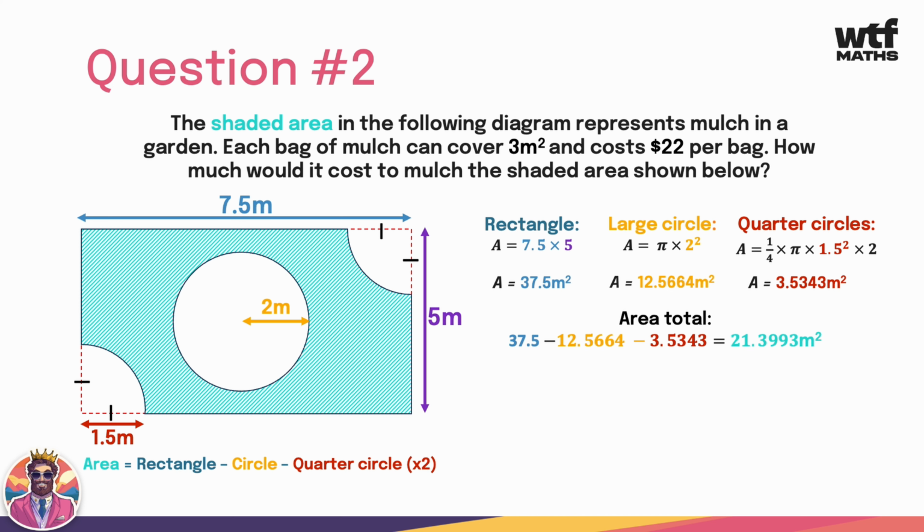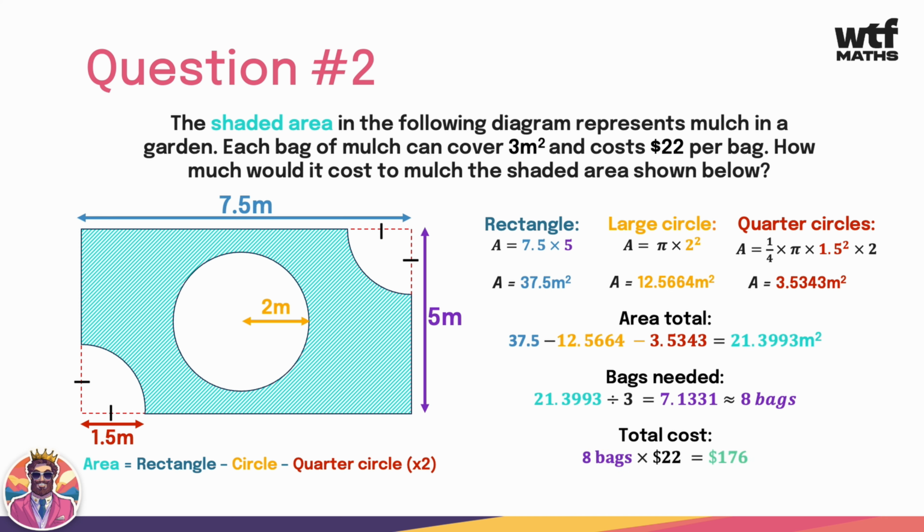21.3993 meters squared. Now that I know the area of the shaded shape, I can now work out how much mulch I need. Well, we know that every bag of mulch can cover 3 meters squared. So if I take my area and divide by 3, this is how many bags of mulch I'll need, 7.1331 bags. Now, unfortunately, I probably can't buy 0.1331 of a bag at the shops, so I'll need to buy more than that to cover the area. So I'll need to buy 8 bags and have some left over.